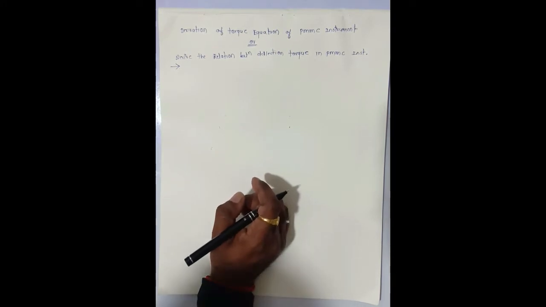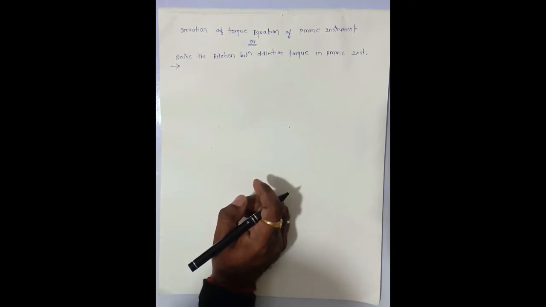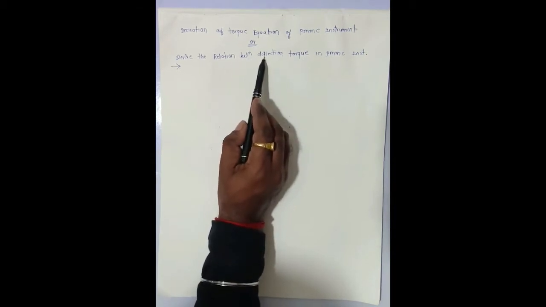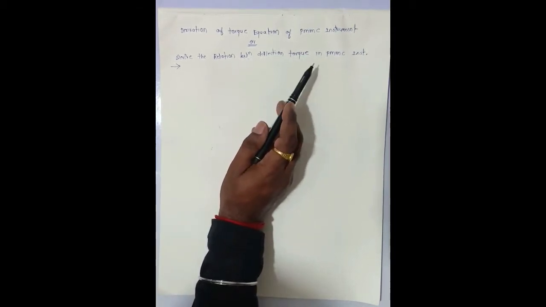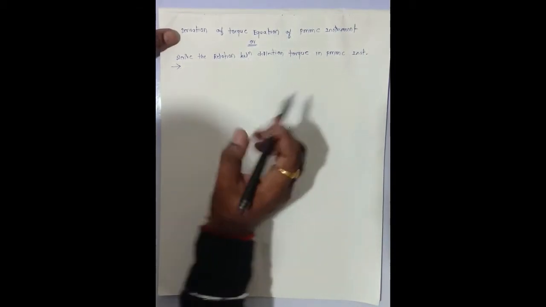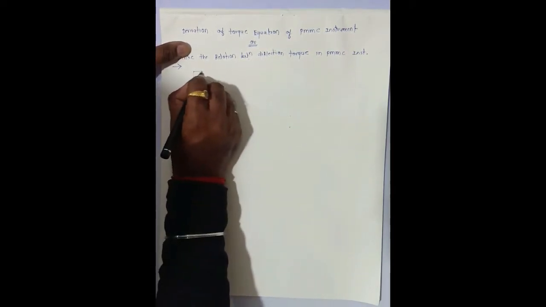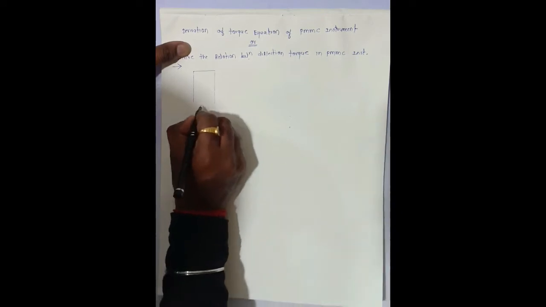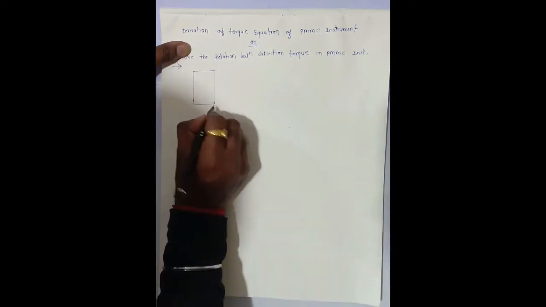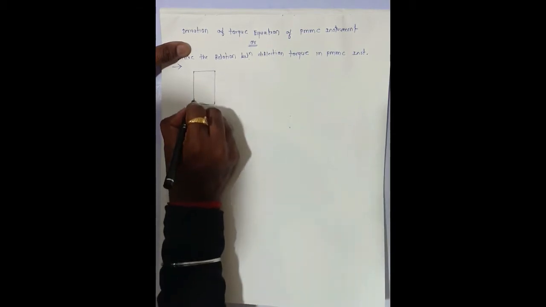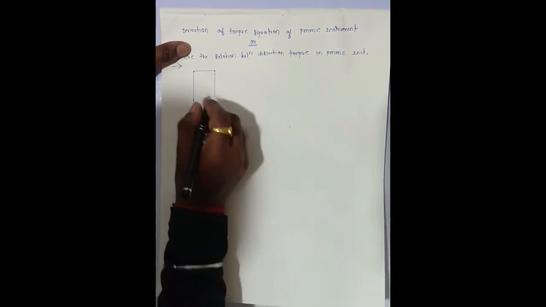Hello everybody. Today we are going to discuss the derivation of the torque equation of the PMMC instrument, or derive the relation for deflection torque in the PMMC instrument. As shown in the figure, it is a metal former, and fine copper wire is wound over this metal former.